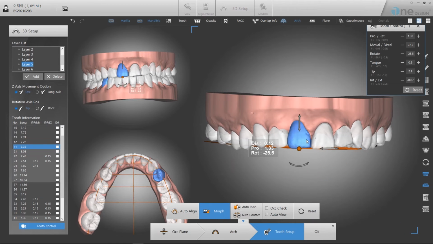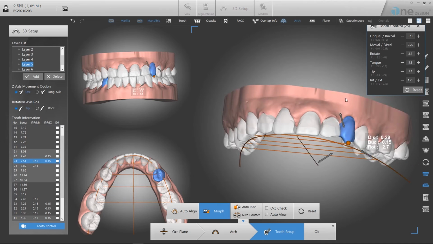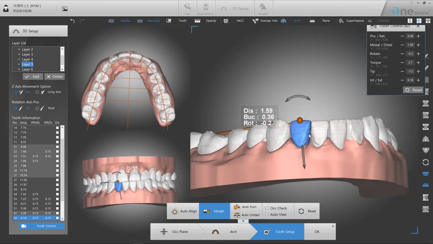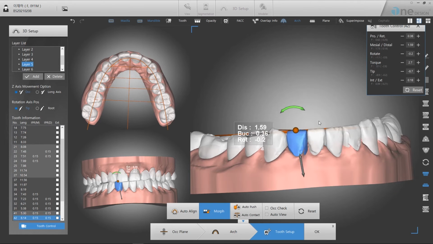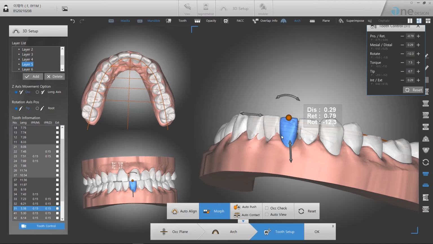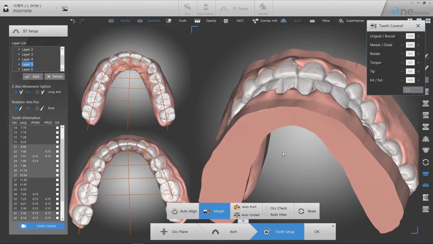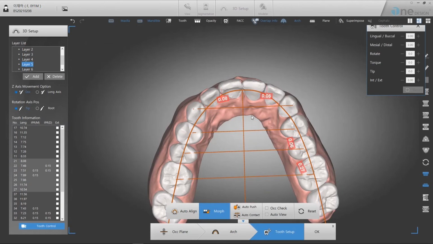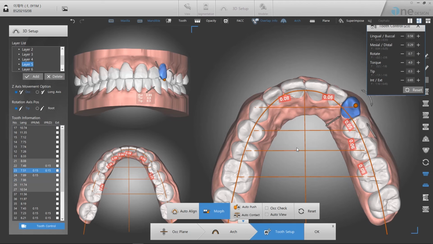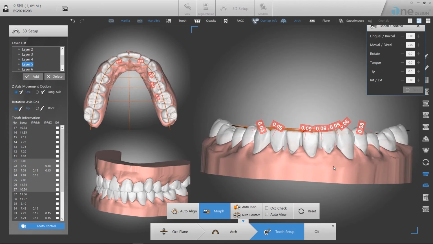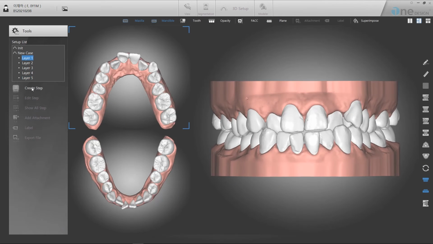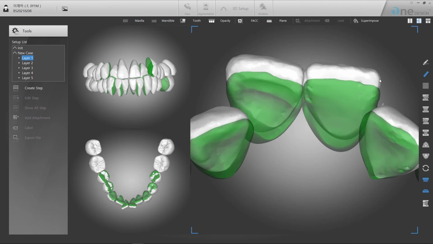Adjusting the amount of overbite by applying retraction and extrusion in the anterior region. Be careful not to decrease occlusal height by applying extrusion in the mandible. After setup is completed, create steps using the superimpose function.